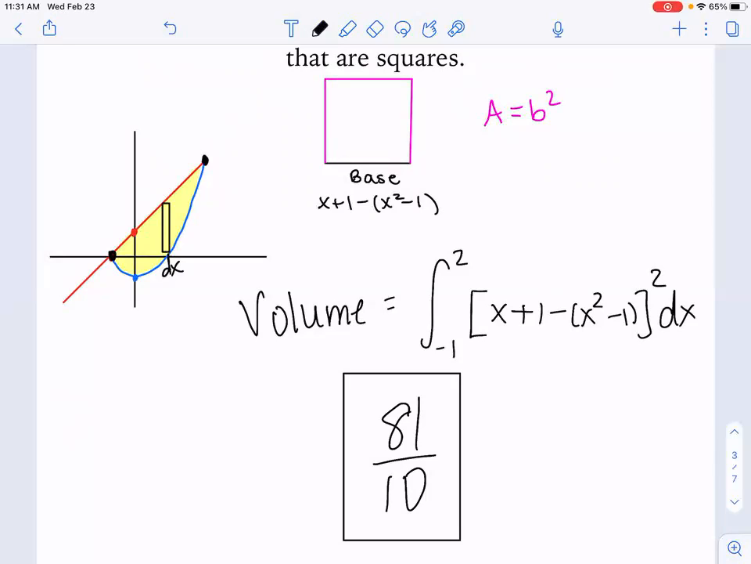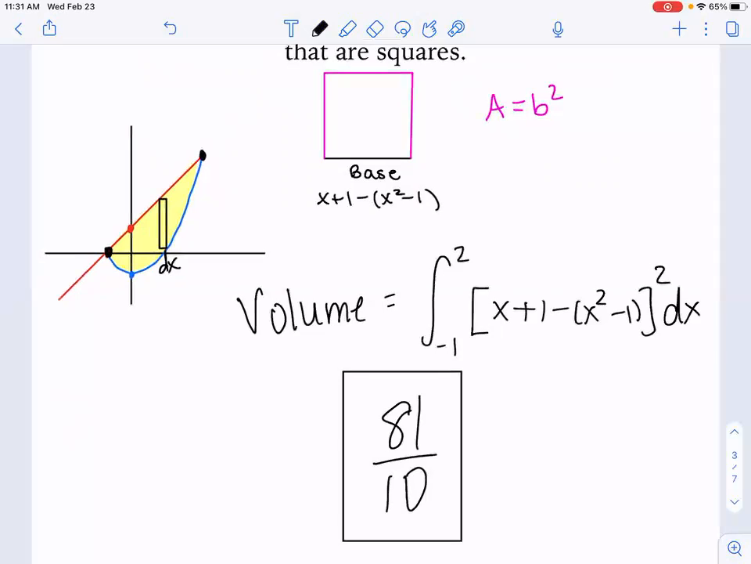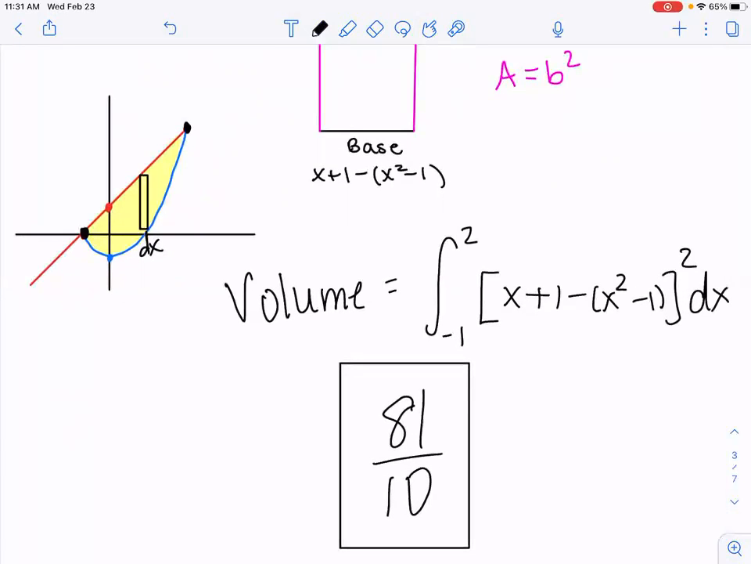8.1, 81 tenths. Yeah. I won't judge. I'm not going to be upset about it. Okay. All right. So Aaron, we got it. Yes. We fixed our calculator, user error.